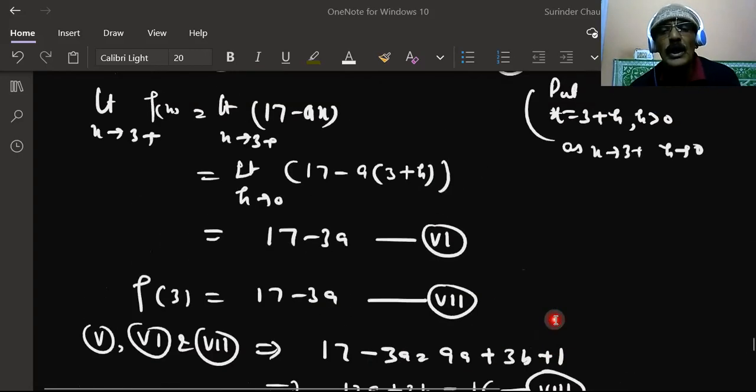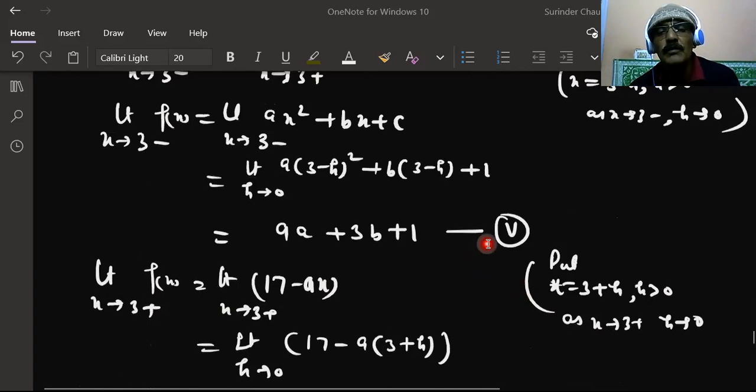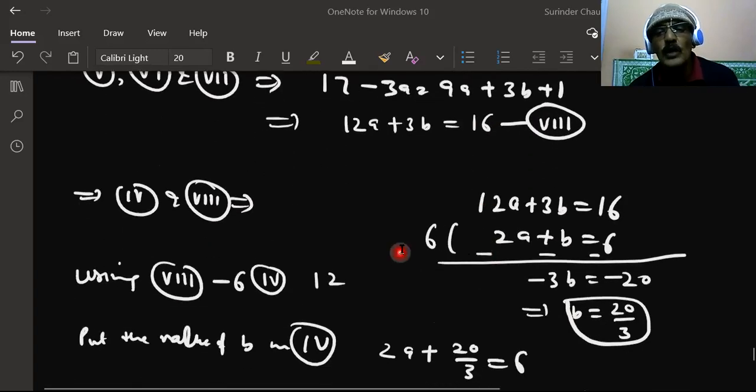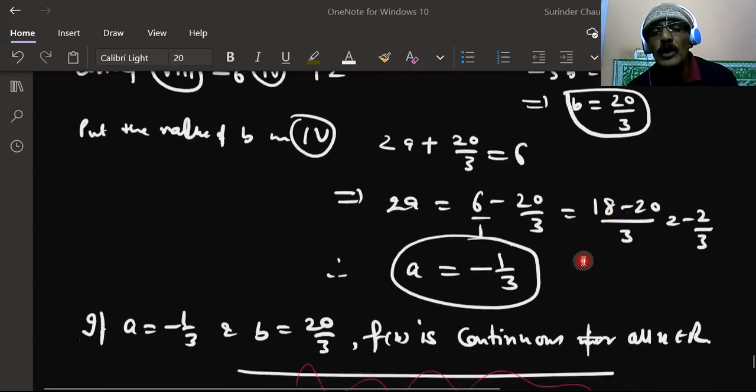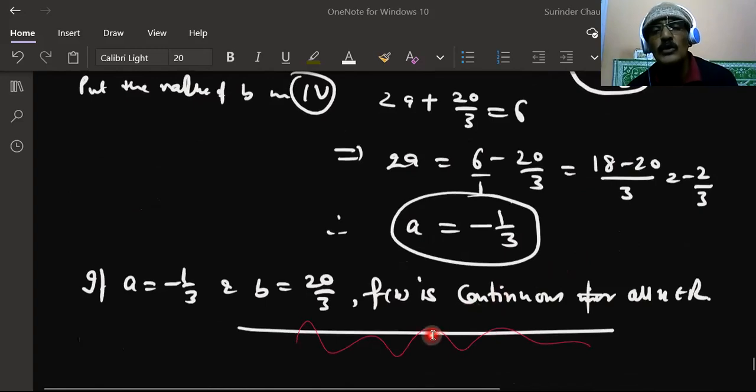Now these two equations are simultaneous equations. We can solve them for the values of a and b. a comes to be minus 1/3 and b comes to be 120/3, and the function becomes continuous in the whole of the domain.